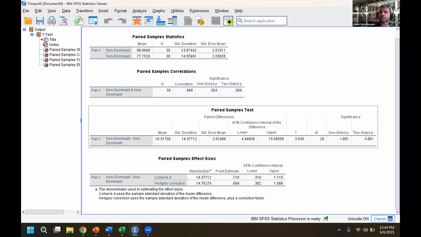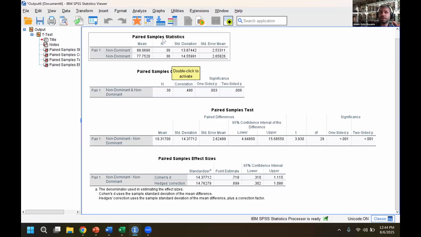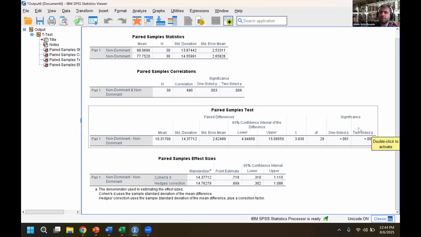So in this particular case, we're going to conclude that for this paired t-test, the dominant and non-dominant hand were statistically significantly different from each other with a p-value of less than 0.001. As far as this part of the post-lab, that is the only thing I need. I just need this paired sample statistics table and this paired sample test table over here. And then that will be it.